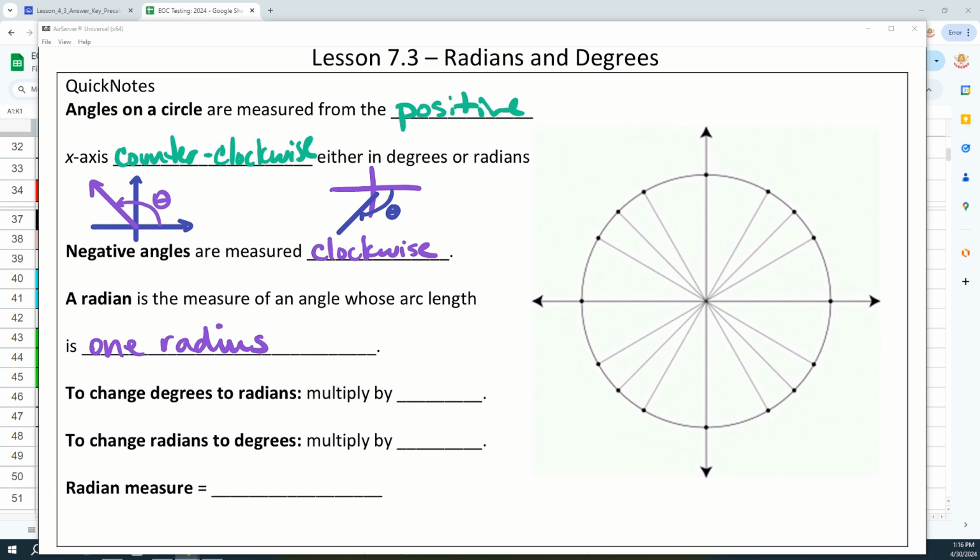So if you want to go degrees to radians, you multiply by pi over 180 degrees. Because pi radians and 180 degrees are the exact same angle, they're just in a different unit of measure. So that's like multiplying by 1. And then to go the other way from radians to degrees, you multiply by 180 degrees over pi. And something you probably didn't learn in Algebra 2 is that if you want the radian measure, you can take the arc length and divide it by the radius.